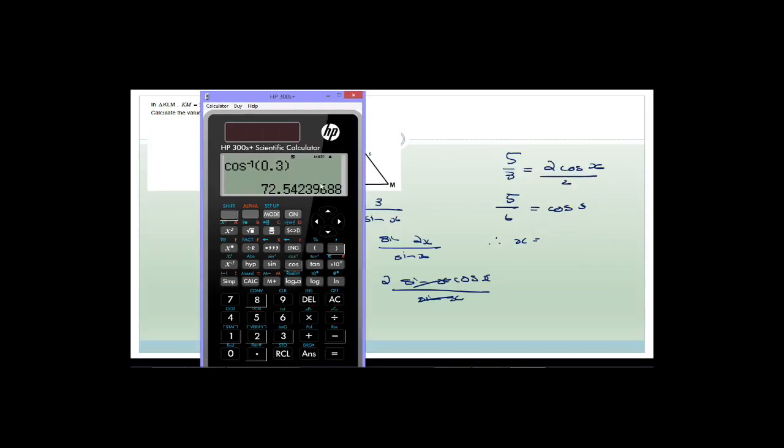Therefore x is equal to, so we're going to go shift cos of 5 over 6. Equals 33.56 degrees. That's much better. 33.56 degrees. There you go. Nice question, that. Very nice question.